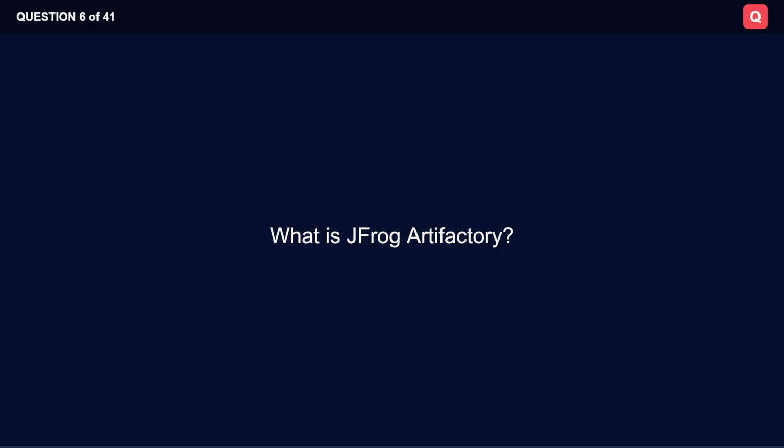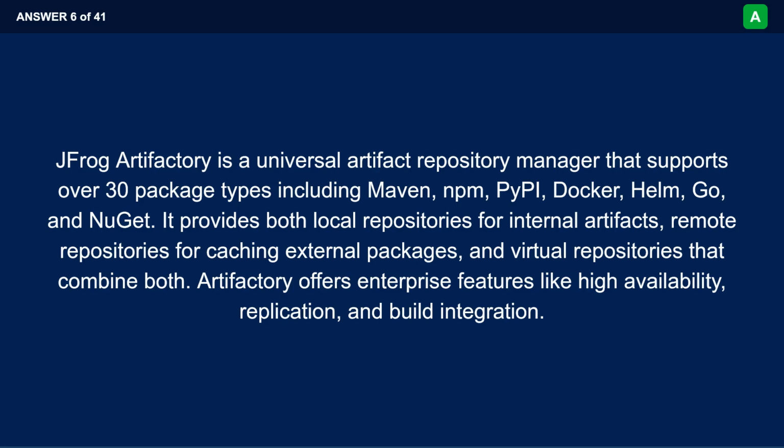What is JFrog Artifactory? JFrog Artifactory is a universal artifact repository manager that supports over 30 package types including Maven, NPM, PyPI, Docker, Helm, Go, and NuGet. It provides both local repositories for internal artifacts, remote repositories for caching external packages, and virtual repositories that combine both. Artifactory offers enterprise features like high availability, replication, and build integration.